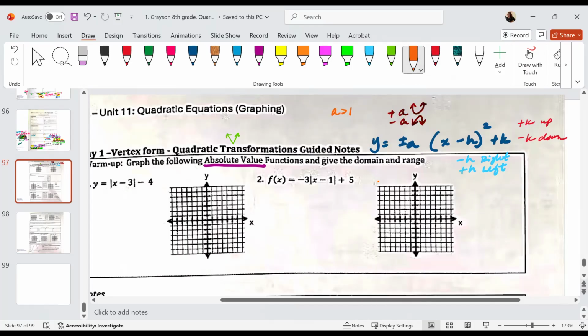If a is bigger than 1, like a equals 5, for example, it is a compressed, skinnier graph. If a is smaller than 1, like 1 over 2 or 1 over 4, it is a wider graph. Do you see that? Make sure you write that down, because you do need to have that.